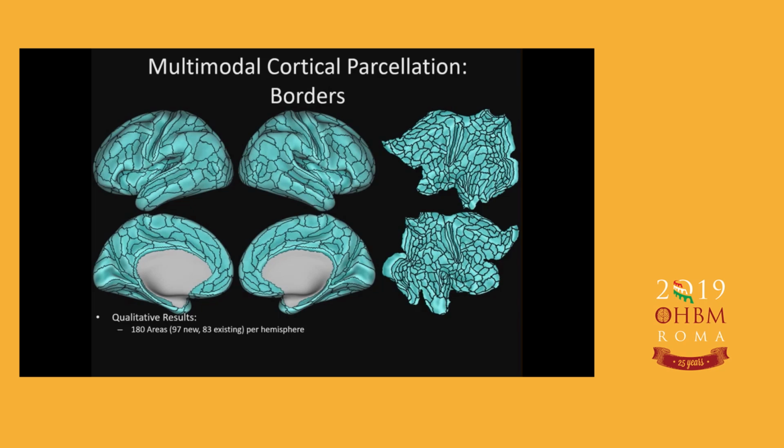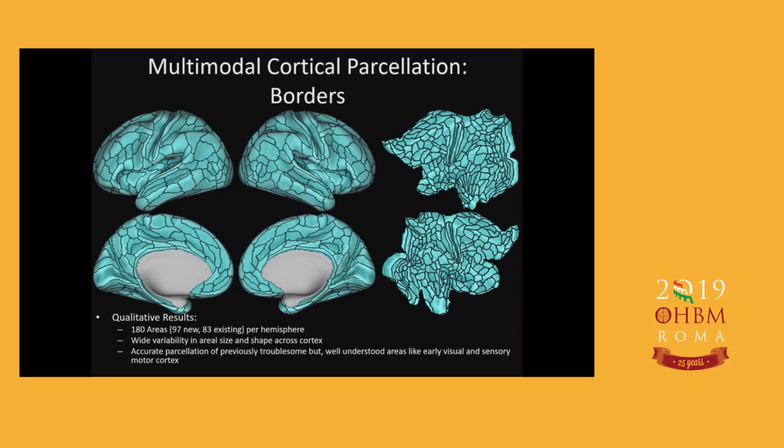So we found 180 areas per hemisphere. 97 areas were new, hadn't been described before, or were subparcellations of existing areas. And 83 areas had been described before per hemisphere. And you can see there's wide variability in the areal size and shape across the cortex. We've got long, thin areas in sensory motor cortex. We've got sort of horseshoe-shaped areas around the visual areas, and pretty much everything in between here.